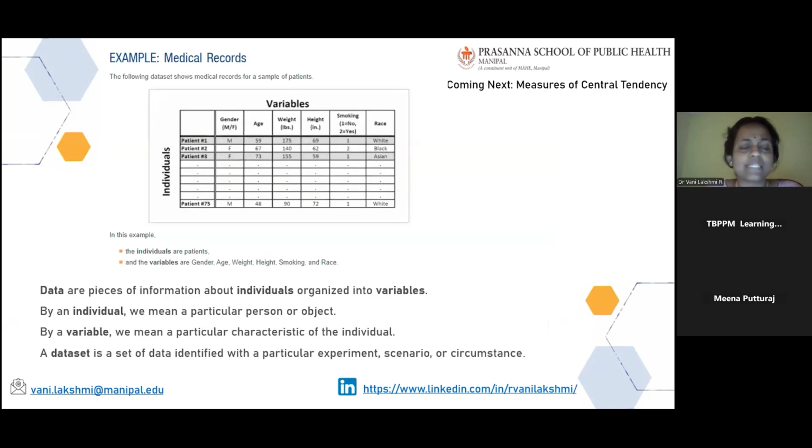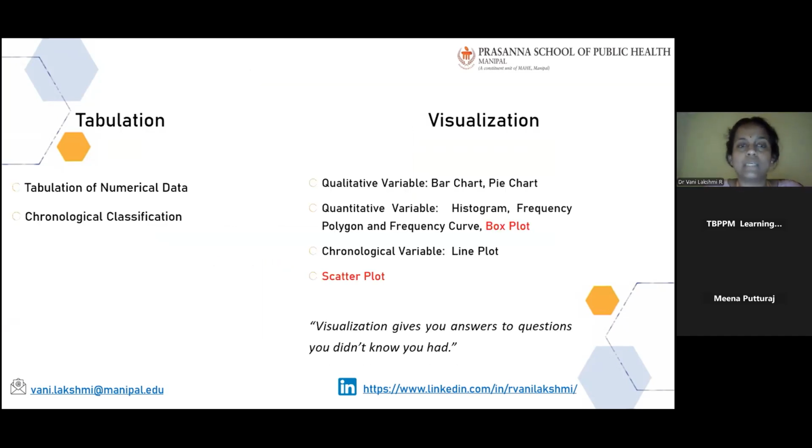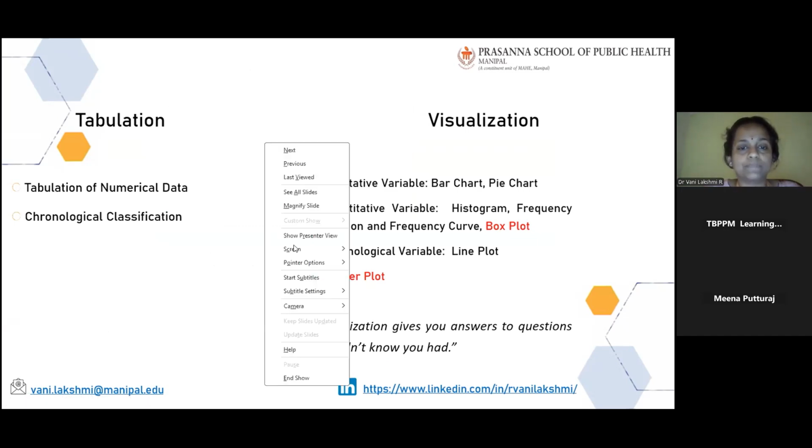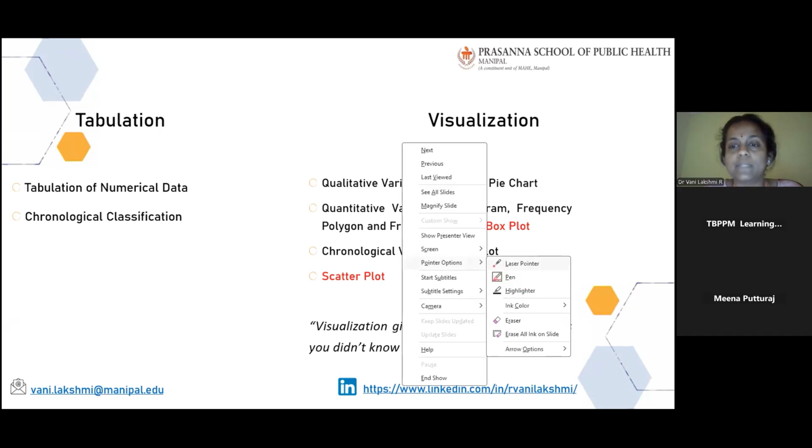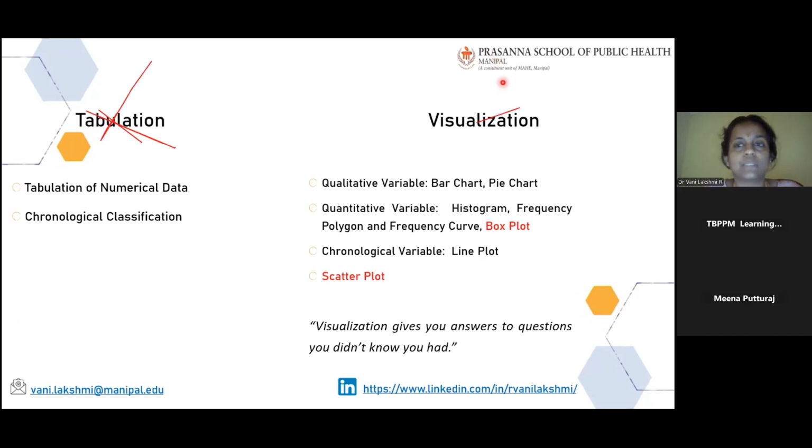So we learned what is data, what is individual, what is measurement, what is a data set. All these topics were covered in my previous discussion with you. So today we are going to explore together not how to make tables. Okay. We are not going to see how to make tables. This is not our agenda of discussion for today. Our agenda of discussion for today is how to visualize data. That is what we are going to see today.